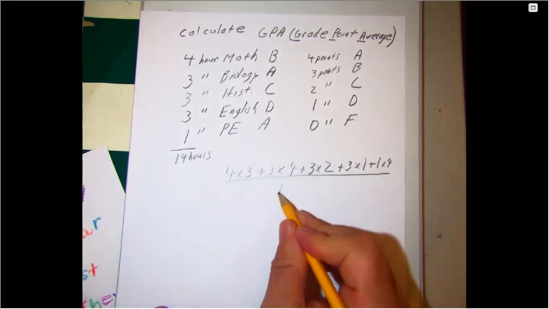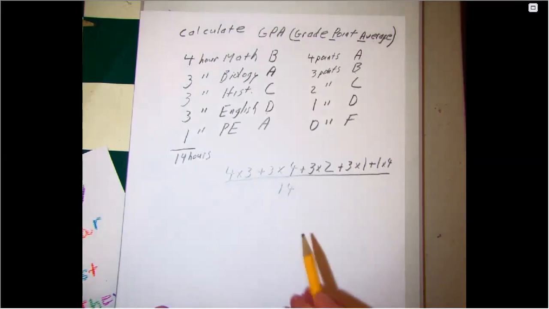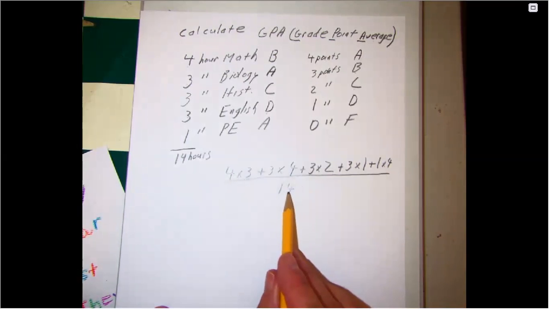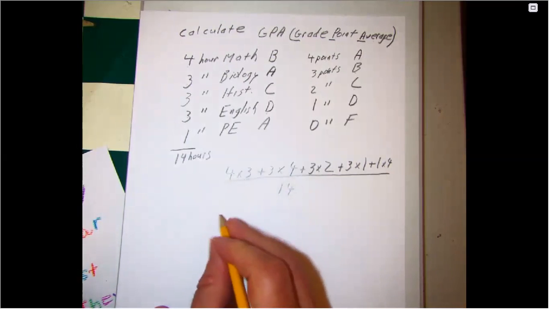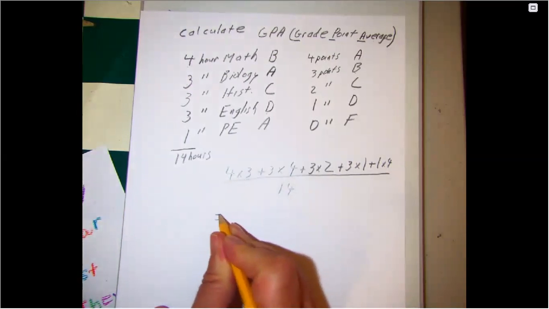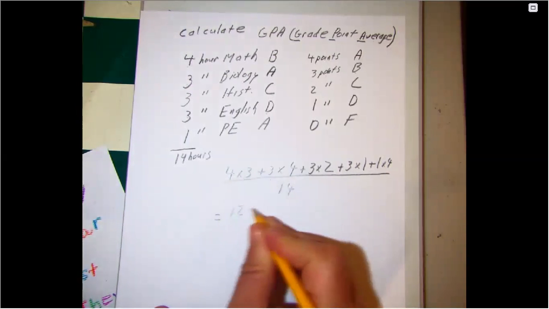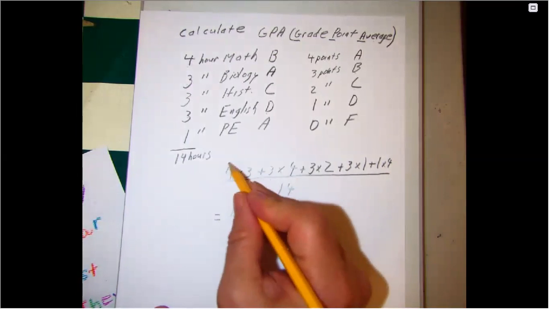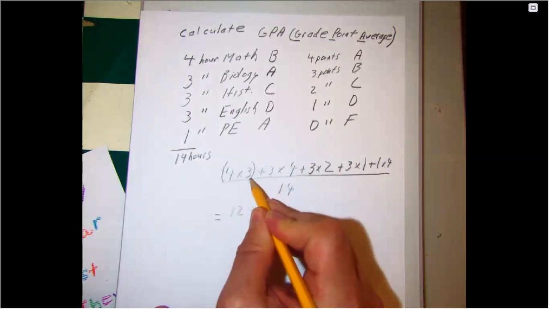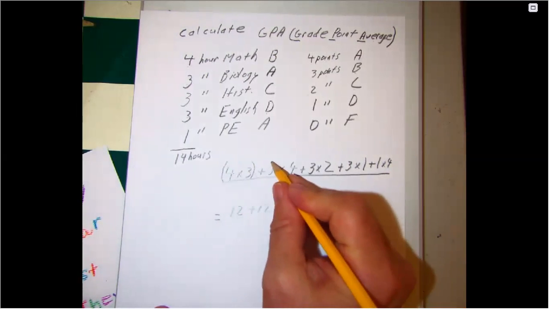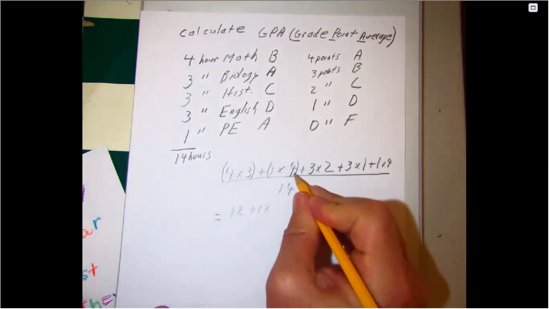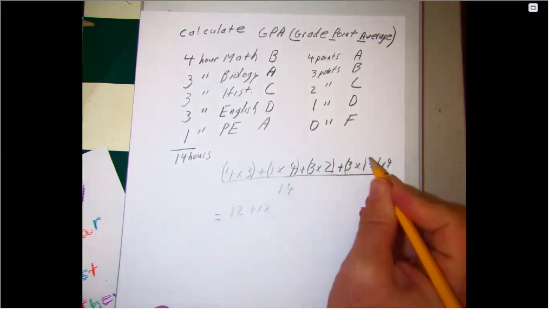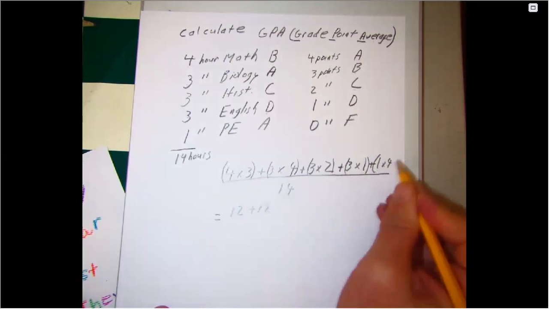All right, y'all, all divided by 14. This is the total number of weighted grade points right here, and this is the total number of hours, right? Now, this calculation would go 12 plus 12. Let me make this in parentheses so it'll be a little more legible. Hopefully that makes it a little more readable there.